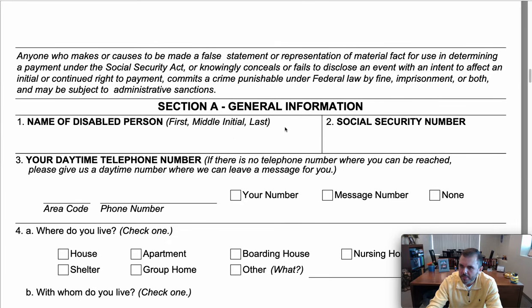name of disabled person, obviously this is you. It's important to note that it's first, middle initial, and last, not last name first. So if you're John Smith, John A. Smith, or John B. Smith, that sort of thing.